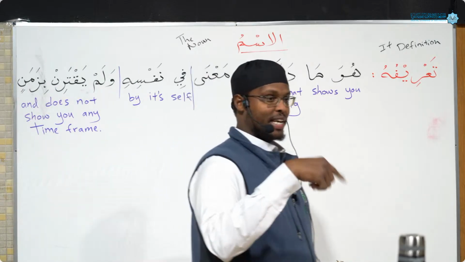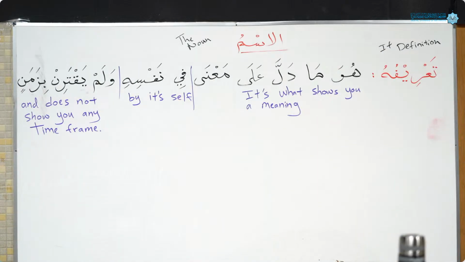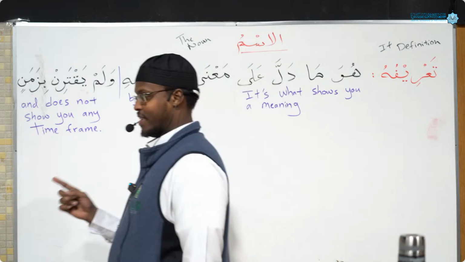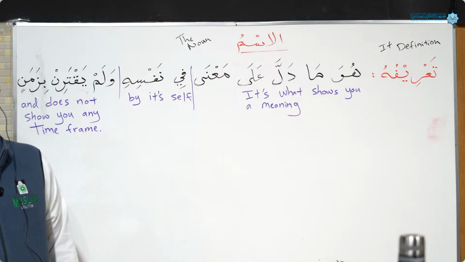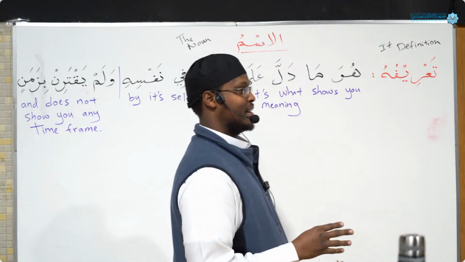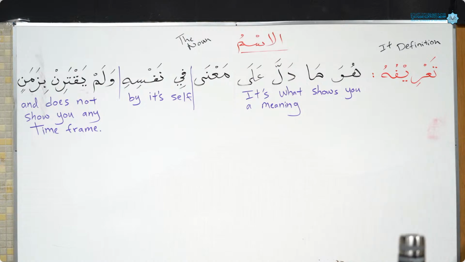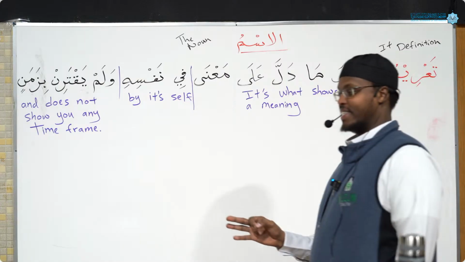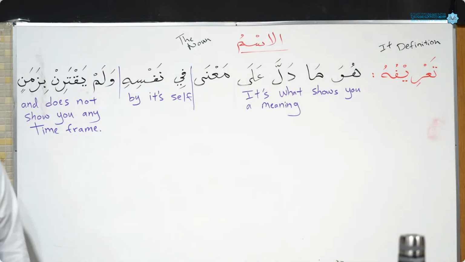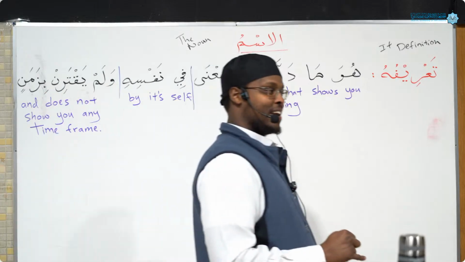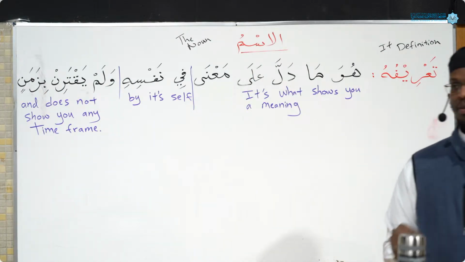Come on, okay. We're going to say it 10 times together. Go from the beginning. هو ما دل. 1. 2. 3. 4. 5. 6. I see you're not saying it. 8. 9. 10.